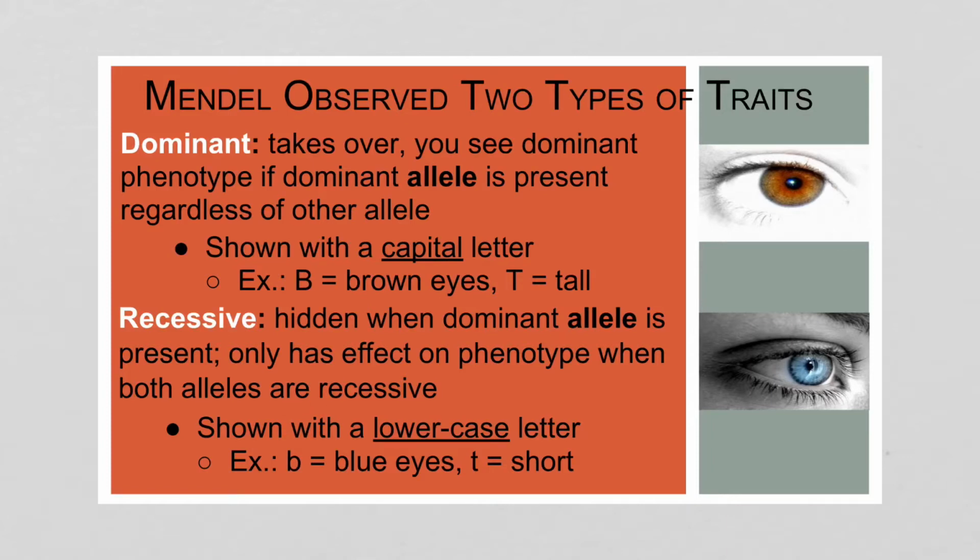And that brings us to recessive alleles. Recessive alleles can be hidden or masked by the presence of a dominant allele. In order for a recessive allele to actually determine the phenotype or the physical characteristic, 2 recessive alleles have to be present. And they are represented in lowercase letters.